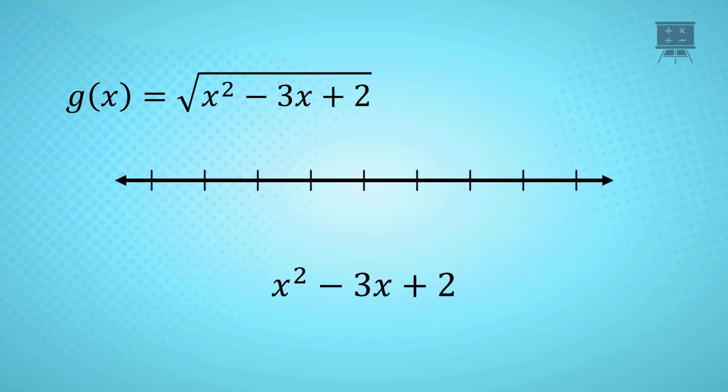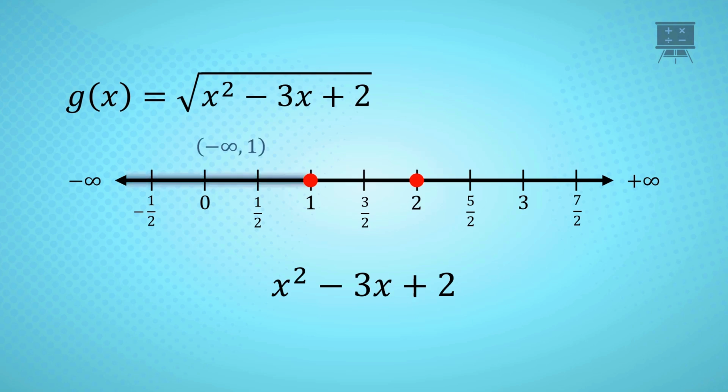After finding the zeros, we do a test on the number line. If the radicand is greater than 0, the interval is included in the domain. Otherwise, it is not included. So let's do a test for negative infinity to 1. Let 0 take the value of x. x squared minus 3x plus 2 is 2, which is greater than 0. Therefore, the interval is a subset of the domain.